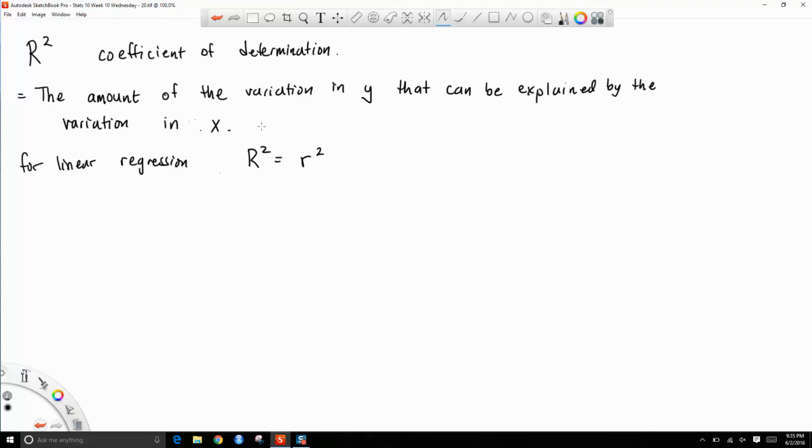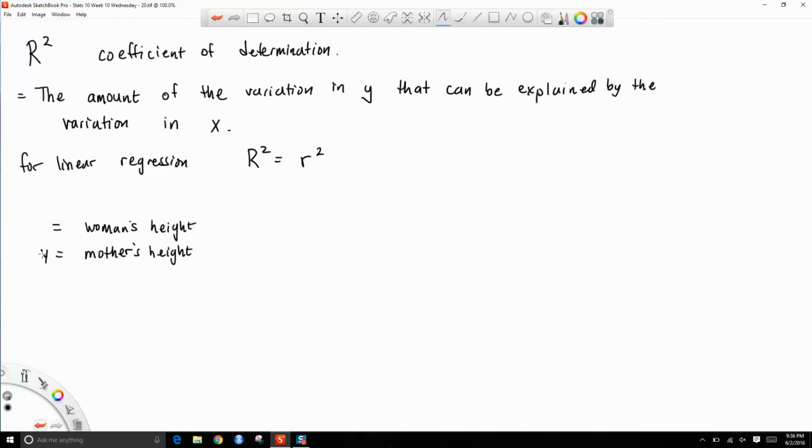Okay, so what does it mean? The amount of variation in y that can be explained by the variation in x. So let's go back to this x being the woman's height and y being the mother's height. And actually, just for this one, let me switch the labels of x and y.